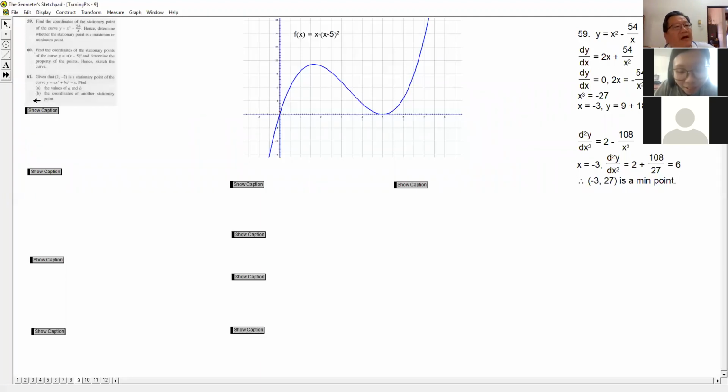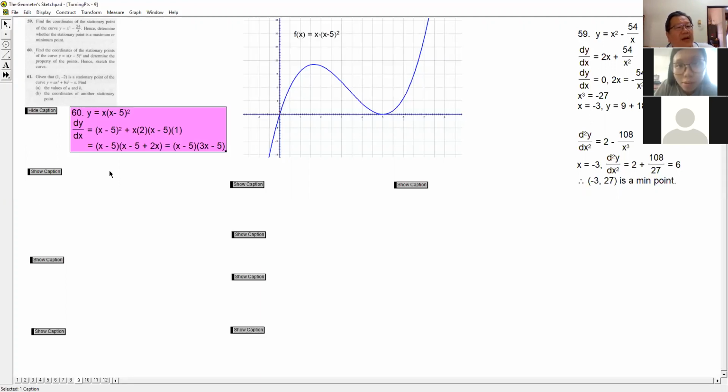Now, to determine the maximum or minimum point, you have to find dy dx. This one is Yang Wan Li here or not? You didn't differentiate the second part. So you cannot get 100 marks because of this. This one, you have to use the product rule. You only show the first part of the differentiation. You didn't show this part.